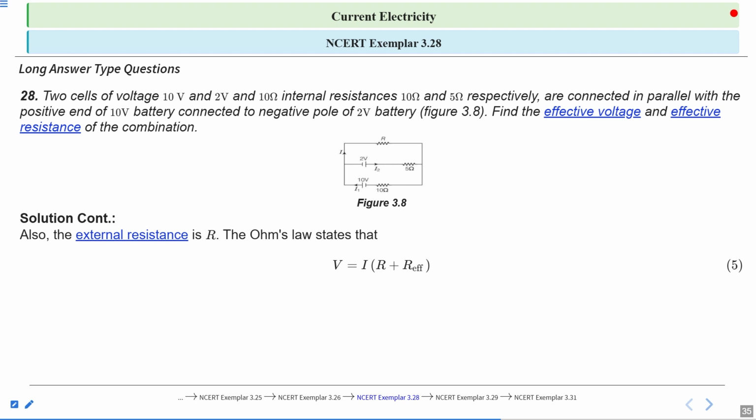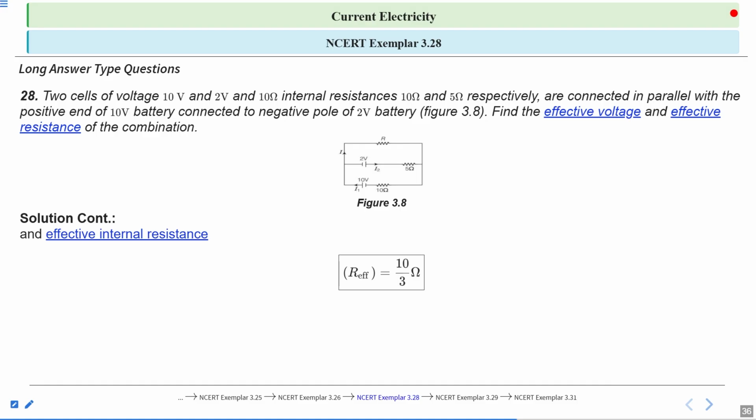So capital R is the external resistance, I is the current flowing through the circuit, and R effective is the equivalent resistance due to both internal resistances of the batteries, that is 5 ohm and 10 ohm. Mark it as the fifth equation. Now compare it with the fourth. On comparing 4 and 5, we get V equal to 2 volt and the effective internal resistance R effective as 10 by 3 ohm.